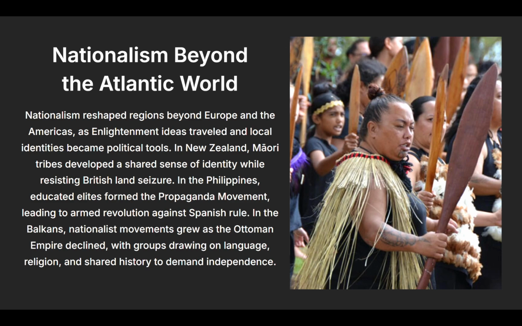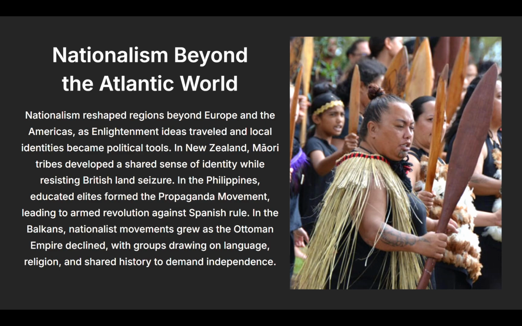Nationalism also reshaped regions far beyond Europe and the Americas. In New Zealand, Maori tribes developed a shared sense of identity while resisting British land seizure. Though defeated, Maori nationalism emerged through resistance. In the Philippines, educated elites exposed to Enlightenment ideas formed the propaganda movement. The execution of Jose Rizal helped spark armed revolution against Spanish rule.